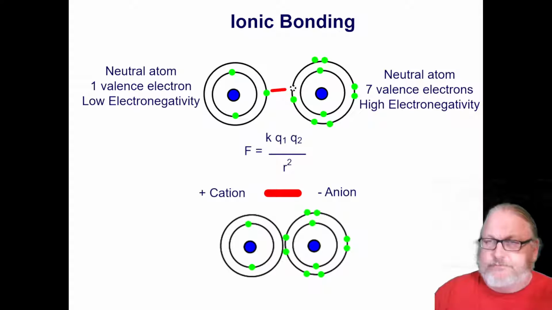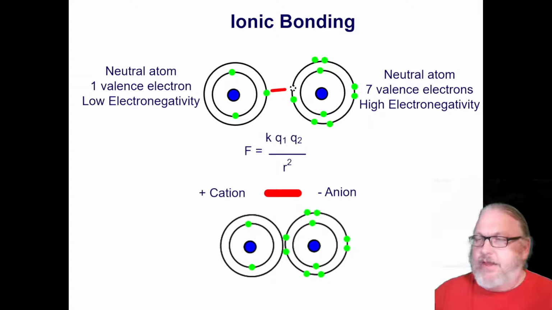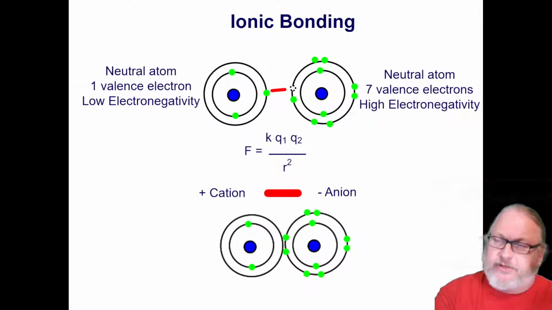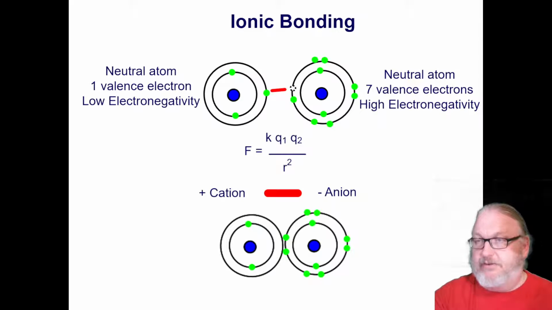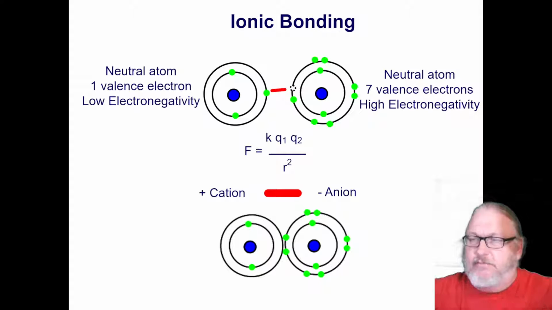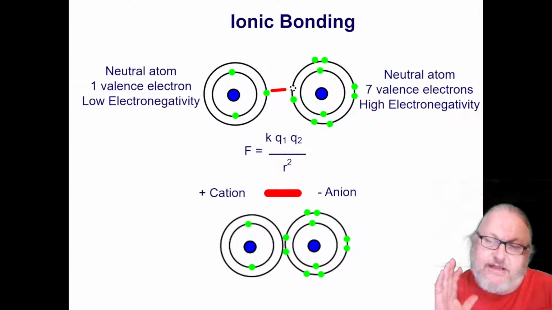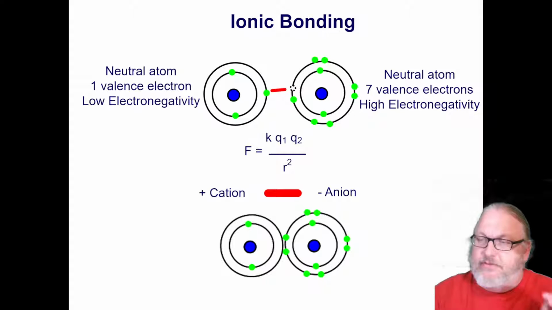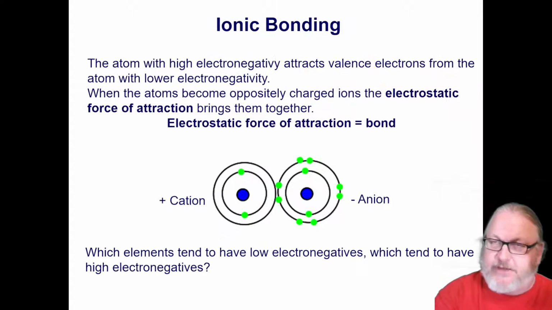You have a neutral atom with a valence of 1. It's got one outer electron, and it comes near a halogen, say, that has 7 valence electrons. That neutral metal atom has very low electronegativity with the 1 valence electron. The halogen with the 7 valence electrons has a very high electronegativity. So when they get close to each other, that electron is pulled away by the nonmetal, and that gives a negatively charged anion. When it pulls that electron away from the metal, that leaves a positively charged cation. Then they'll come together and form that electrostatic bond.